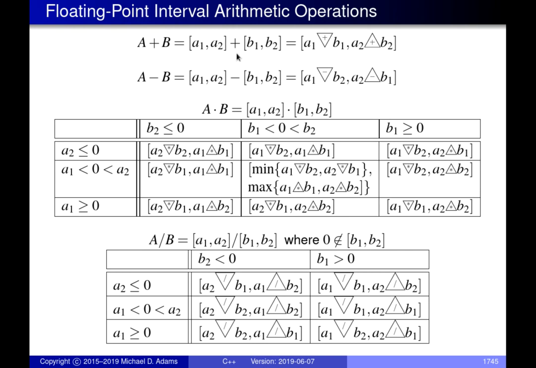The smallest number I could get would be choosing the smallest number in this range and adding it to the smaller number in this range. And similarly, the biggest answer I could get would be taking the biggest number in this range and adding it to the biggest number in this range. So this is where this comes from.